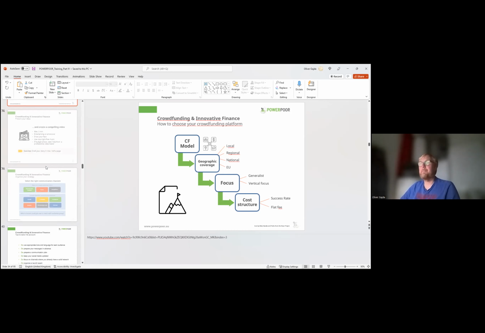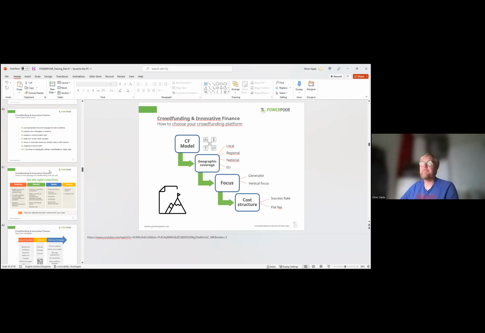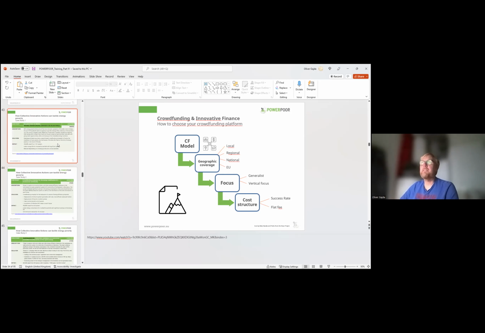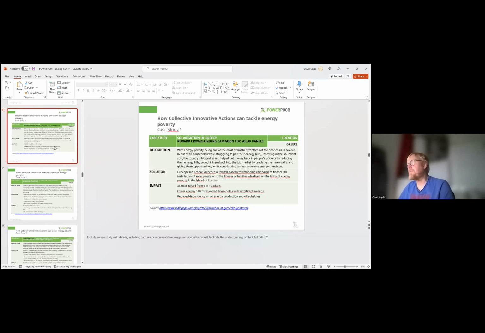Okay, I will skip everything about setting up the campaign, because we've done this already. Maybe just really short, 3 little cases that we identified here. There's a location in Greece. It was a reward-based crowdfunding campaign. So they collected money and gave a little something back for solar panels. And they raised, we see this here on the bottom, 35,000 euros from 1,161 backers.